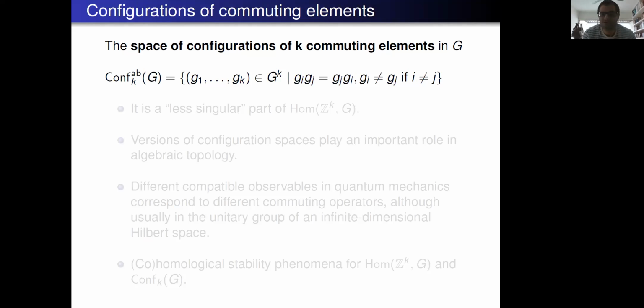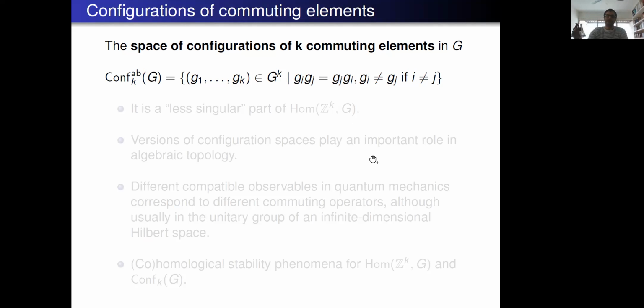Now, let me go to the spaces that are starring in this talk. In this case, we're going to generalize the space of commuting tuples to the space of configurations of commuting elements. So now, not only do I impose that the elements have to commute, but the elements have to be different.